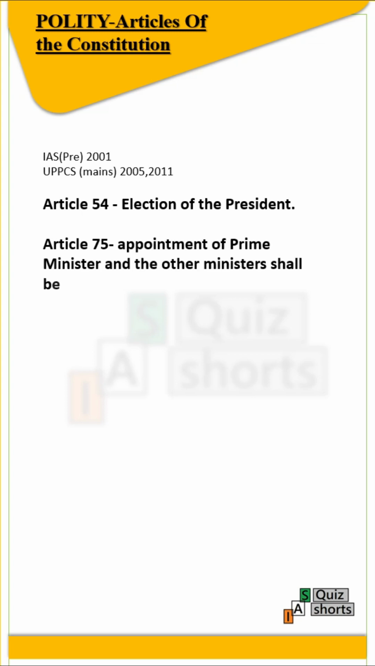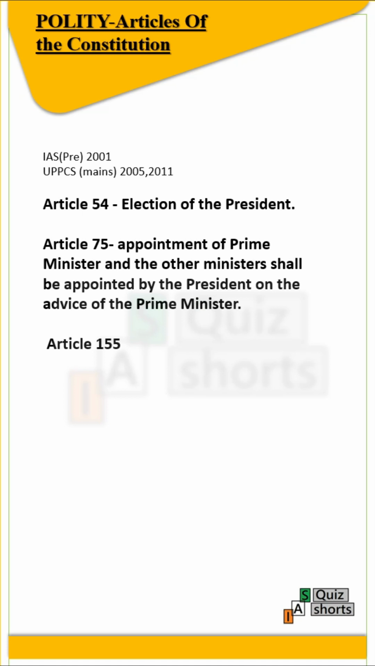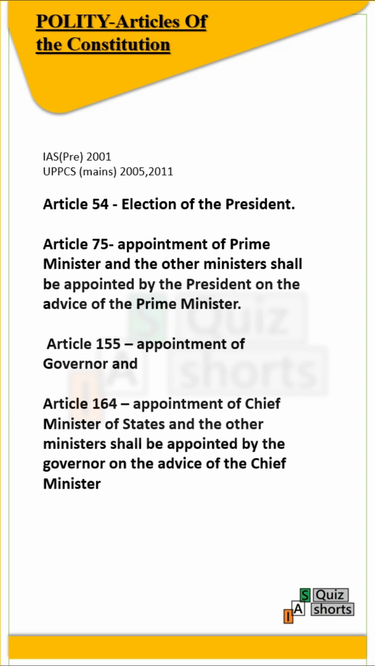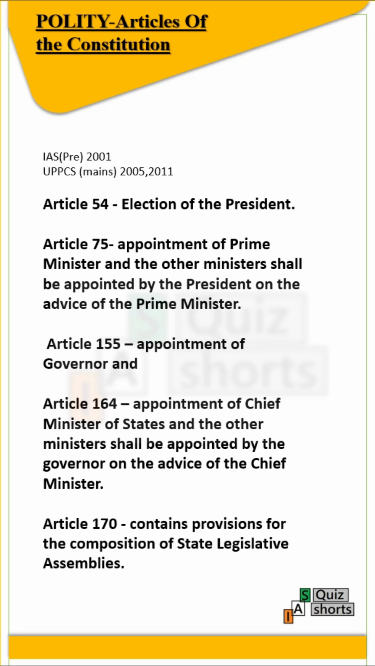Article 75 Appointment of the Prime Minister and other ministers shall be appointed by the President on the advice of Prime Minister. Article 155 Appointment of the Governor. Article 164 Appointment of Chief Minister of States and other ministers shall be appointed by the Governor on the advice of Chief Minister. Article 170 contains provision for the composition of state legislative assemblies.